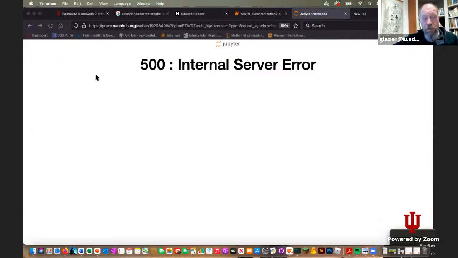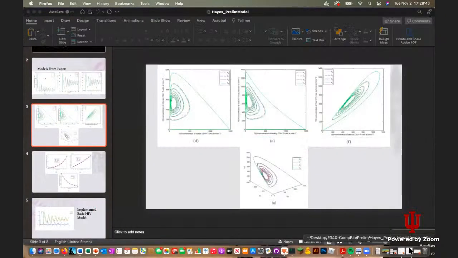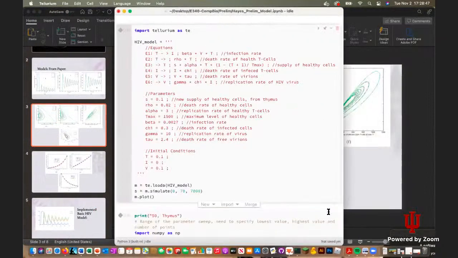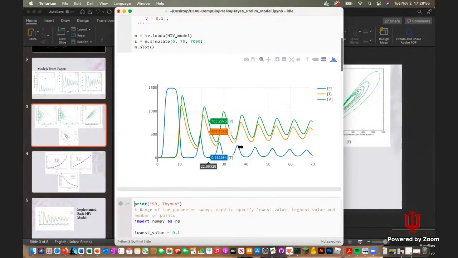Let's come back to your project. Oh, I was showing the parameter scans. Yeah. So this was the first one, the basic one.